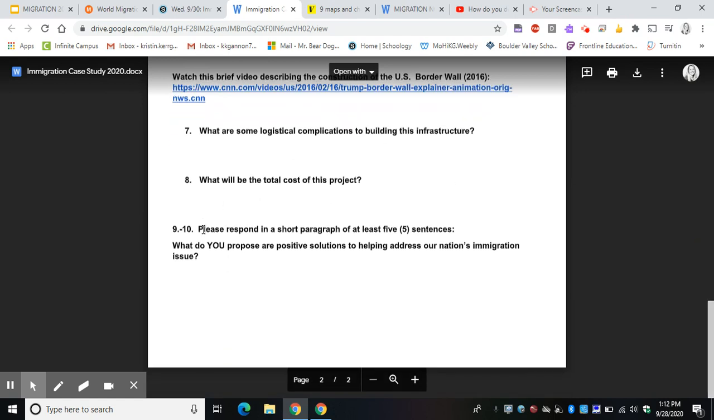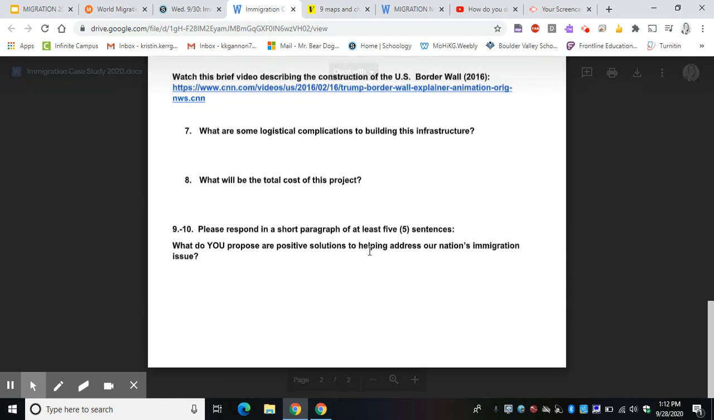And then lastly is a short paragraph here. How would you solve our nation's immigration issue?